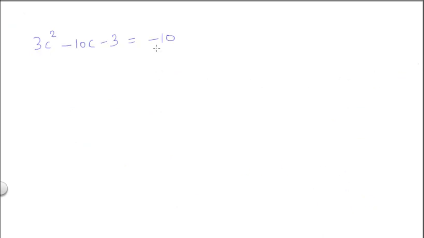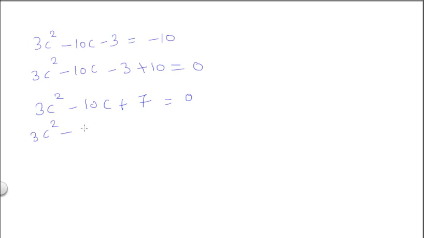Now we will transpose this minus 10 to the other side. We get 3c square minus 10c minus 3 plus 10 equals 0. We get 3c square minus 10c plus 7 equals 0. Now, by the splitting the middle term method, we can write it as 3c square minus 3c minus 7c plus 7 equals 0.